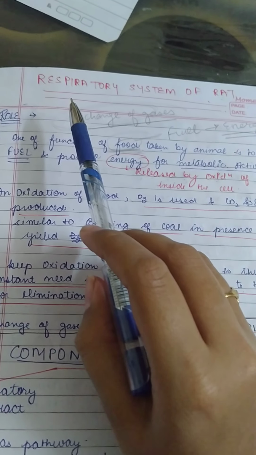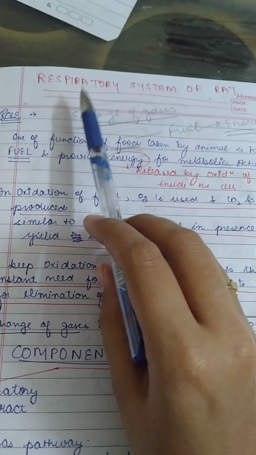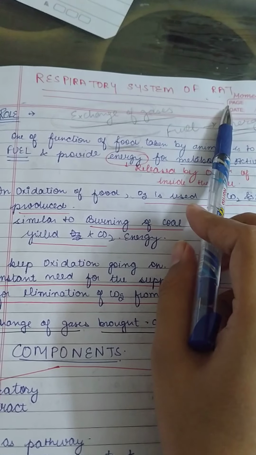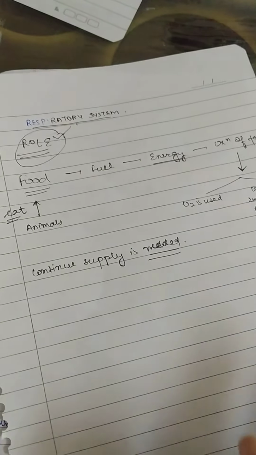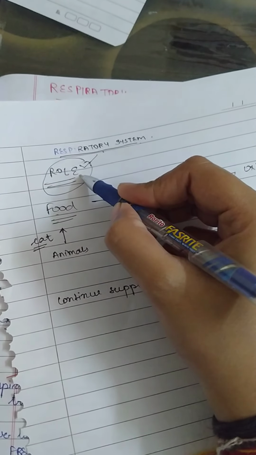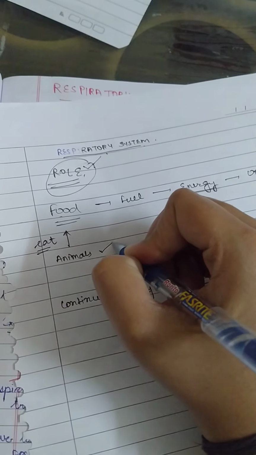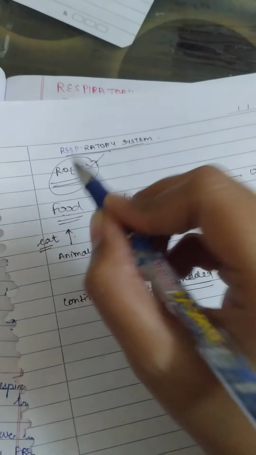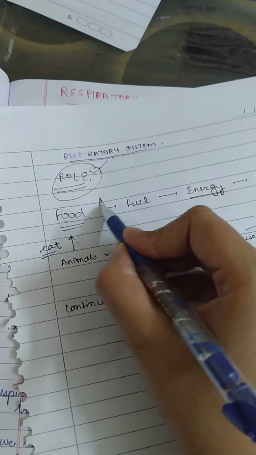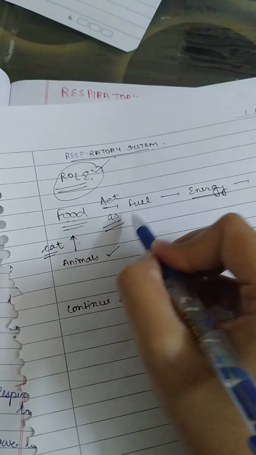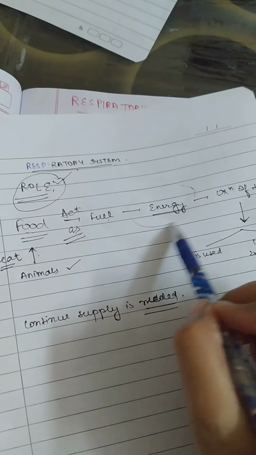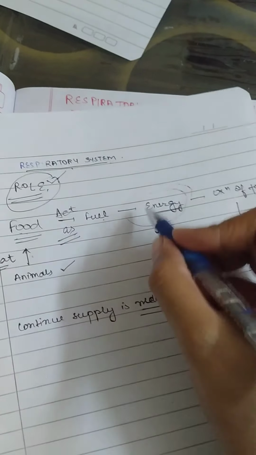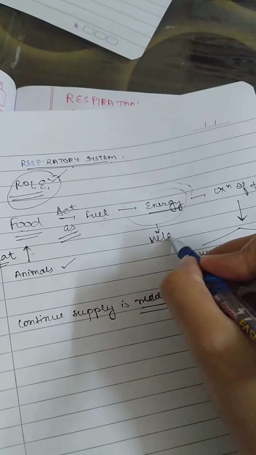Hello friends, today we are going to start the respiratory system of the rat. In the respiratory system of rat, we will first of all learn about its role. All the animals eat food, and food acts as fuel, which will provide us the energy for all the metabolic activities.